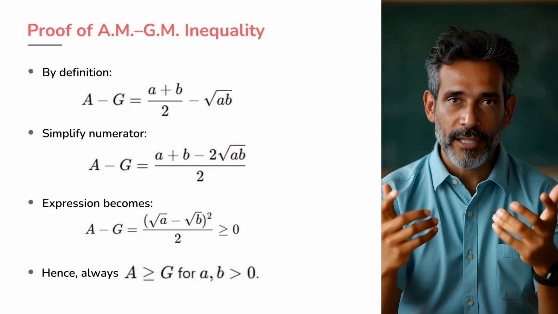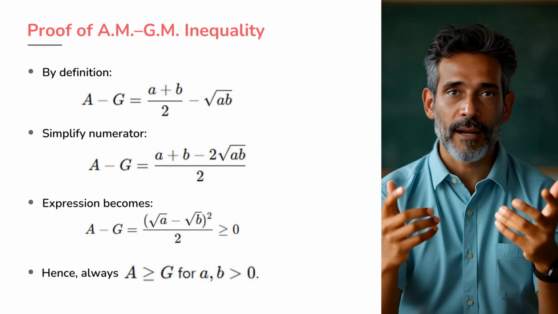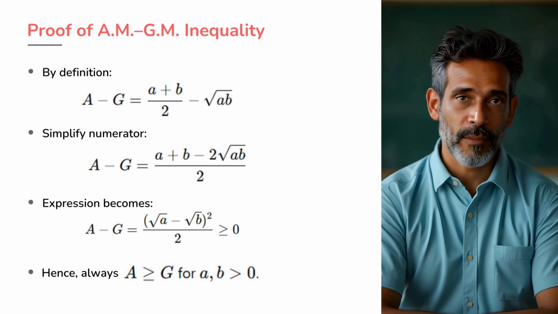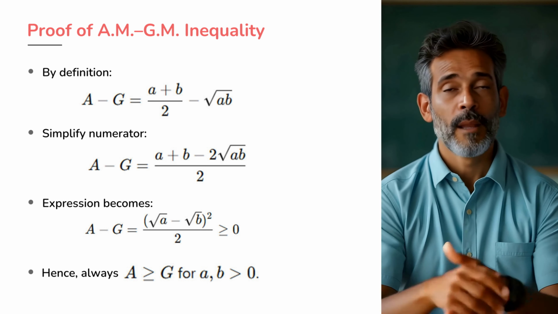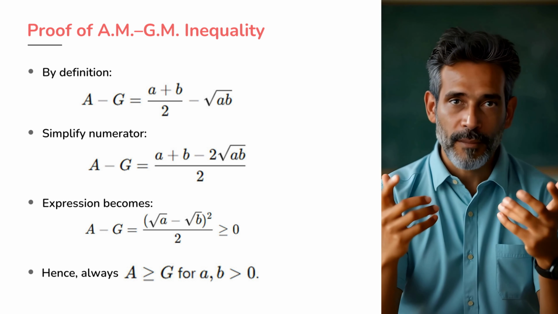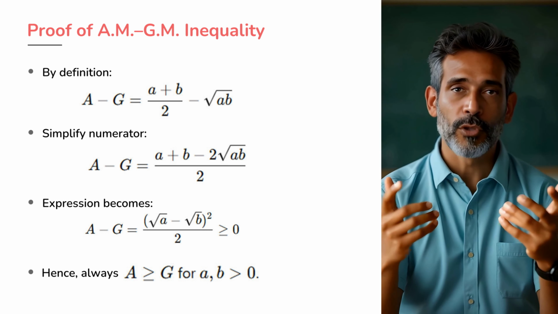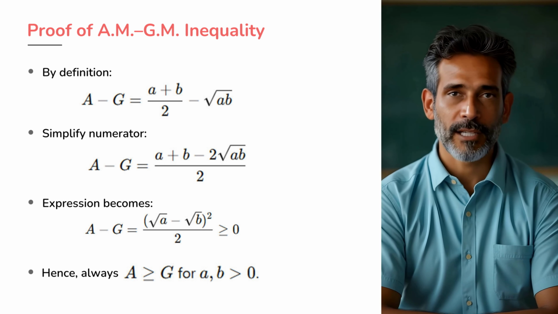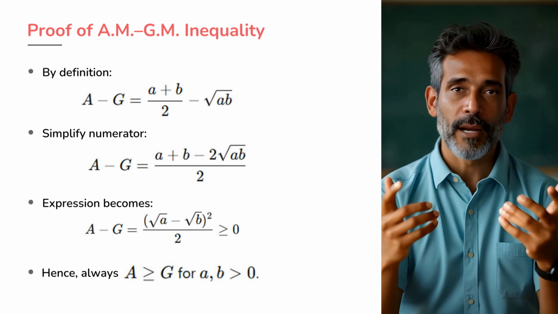Let's compute A minus G, that is (a + b) divided by 2 minus square root of ab. Simplify. We get (a + b minus 2 square root of ab) divided by 2. But that numerator is actually (square root of a minus square root of b) squared, which is always greater than or equal to 0. So, the final result is A minus G equals (square root a minus square root b) squared divided by 2, which is greater than or equal to 0. That means arithmetic mean is always greater than or equal to geometric mean. Equality holds only when a equals b. That's the famous A.M.G.M inequality.